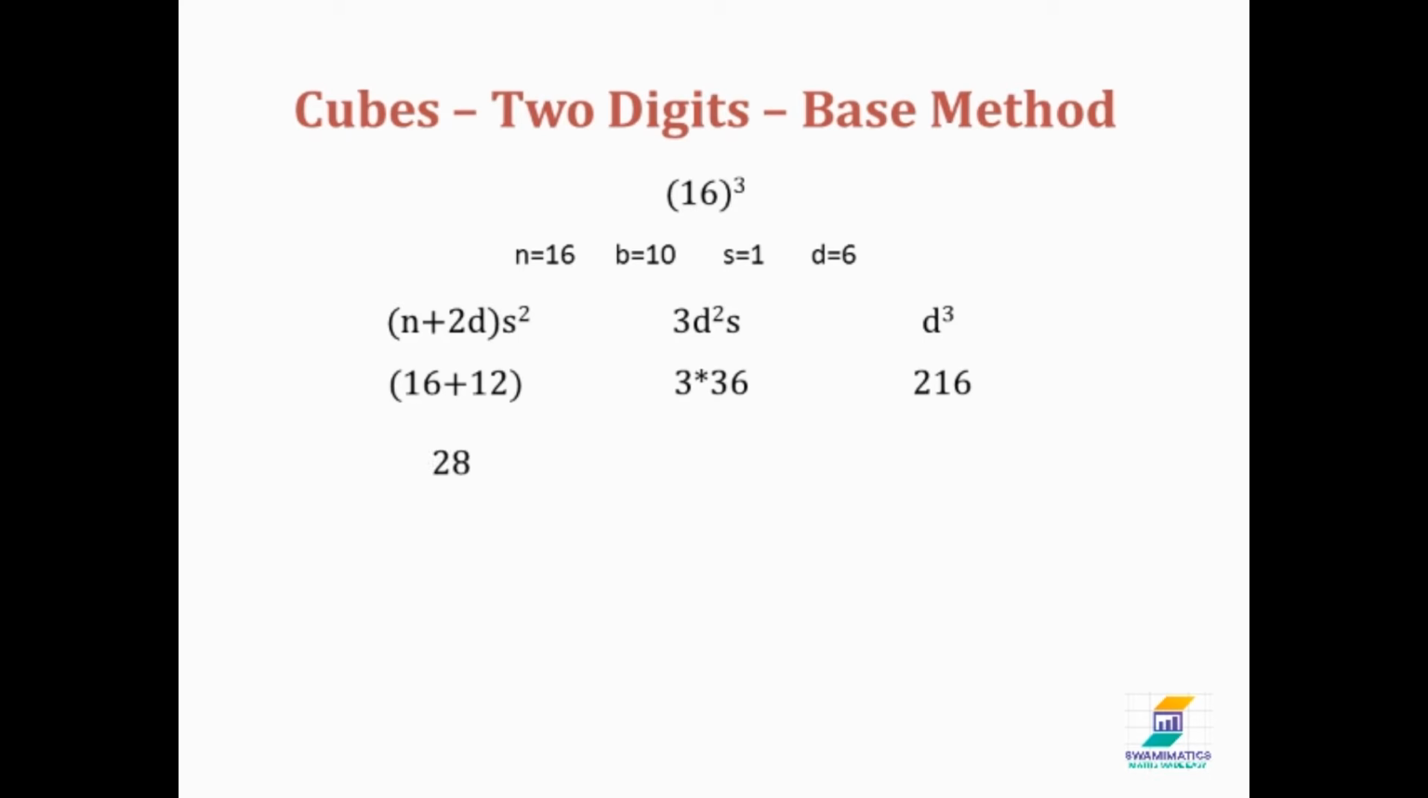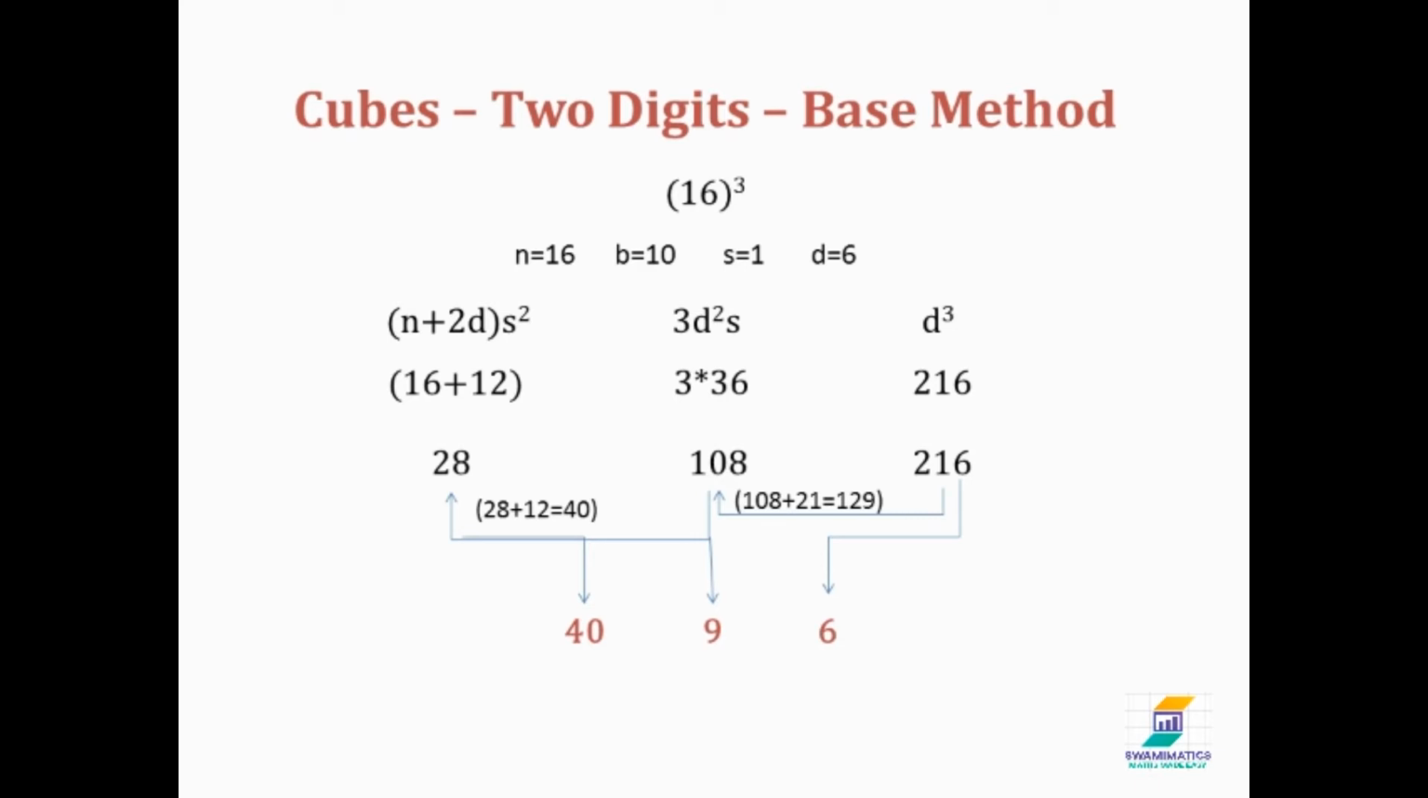So the first term is 28. The second term is 3 into 36, 108. And the third term is 216. From 216, you take 6, add 21 to 108. You get 129, take 9, add 12 to 28, you get 40. Right? So the cube of 16 is 4096.